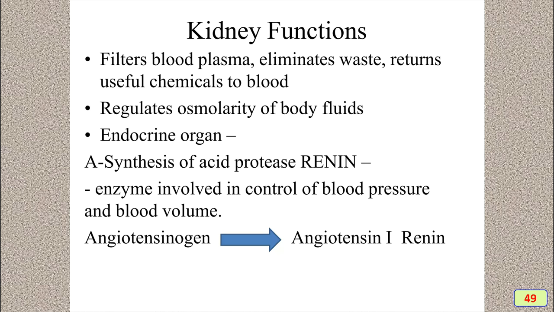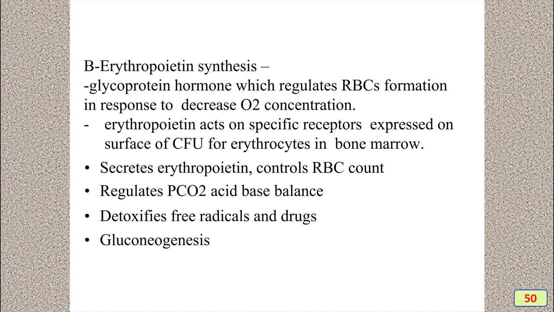Whereas in the endocrine function, there are two endocrine products. That's the synthesis of the acid protease, also called renin. It is the enzyme involved in control of blood pressure and blood volume. So angiotensinogen is converted to angiotensin by renin. And because of all these things, and also erythropoietin synthesis.